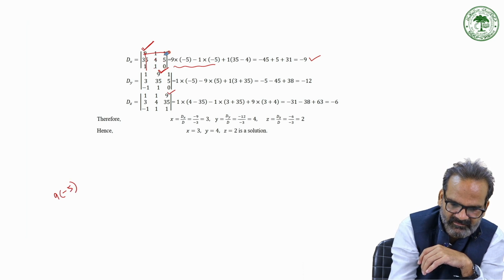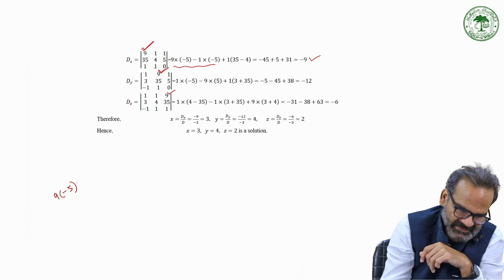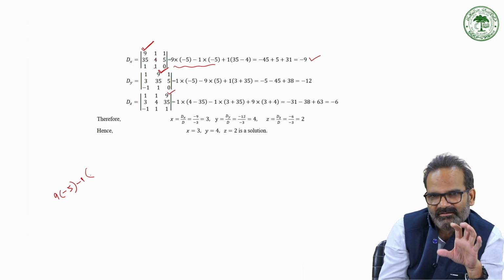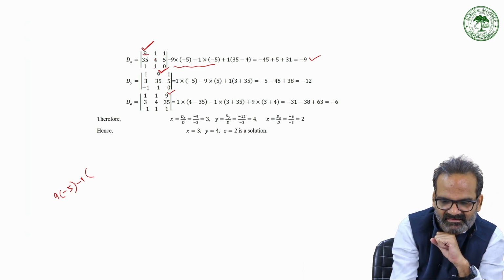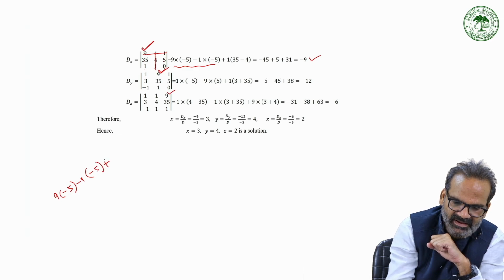What is the second term? Let me explain one. The remaining two you can do yourself. Second is minus 1, right? What is here? Delete the row and column in which 1 lies. So this row and this column. What is left? 35 into 0 is 0, 5 into 1 is minus 5. So this is minus 5. Third is plus. Plus minus plus, right?